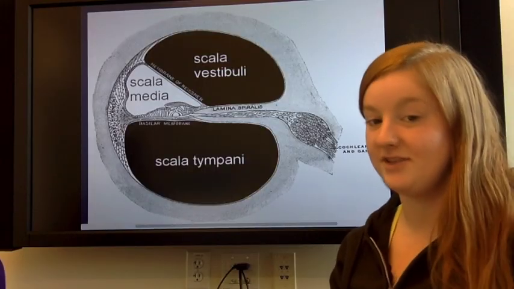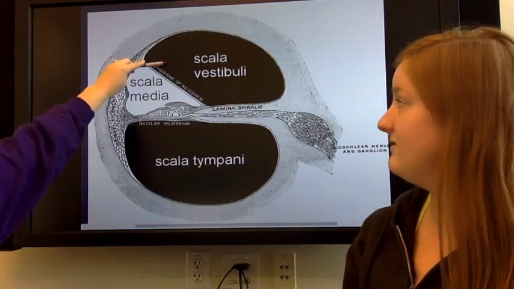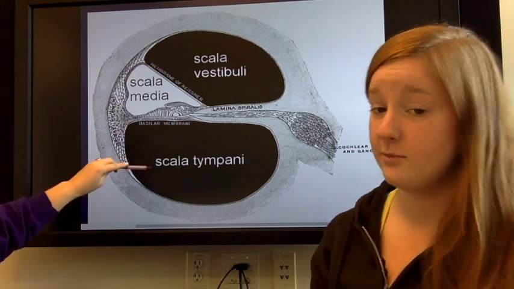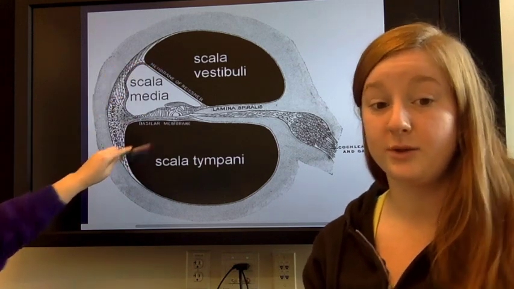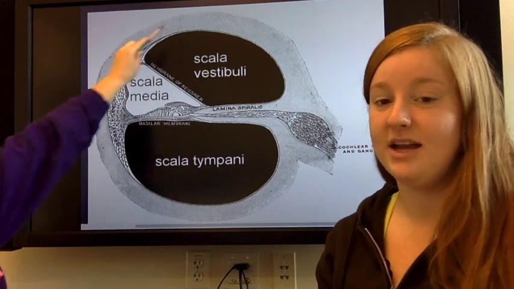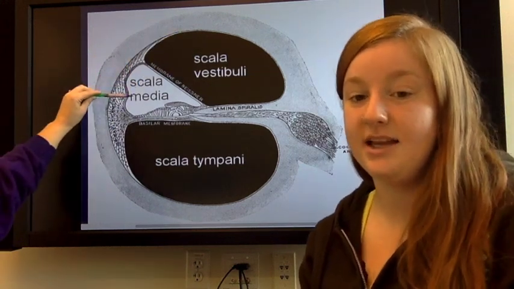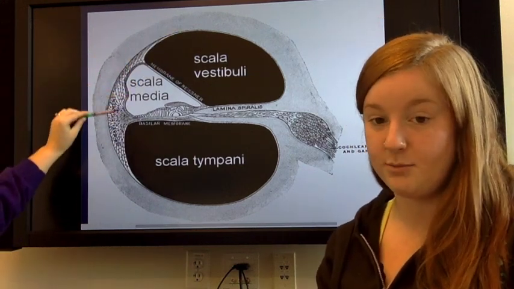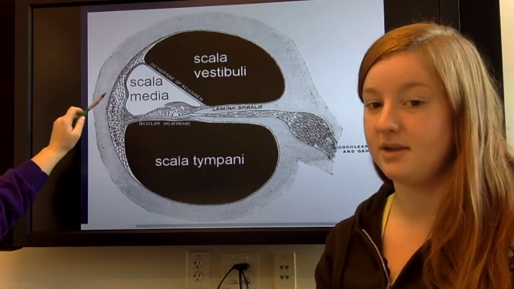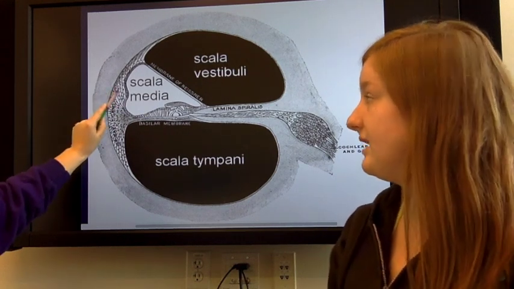This is a cross-section of the cochlea. On top we have the scala vestibuli, and on the bottom we have the scala tympani, both of which are bony canals. In between we have the scala media, which floats in the perilymph of both the scala vestibuli and the scala tympani, and it's held in place by the spiral ligament.